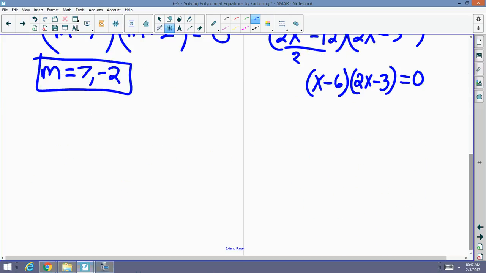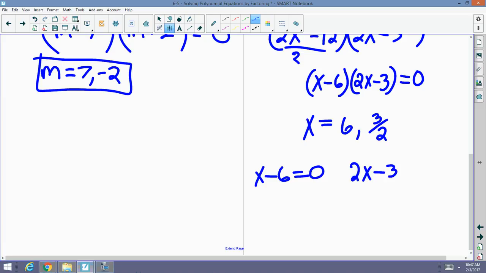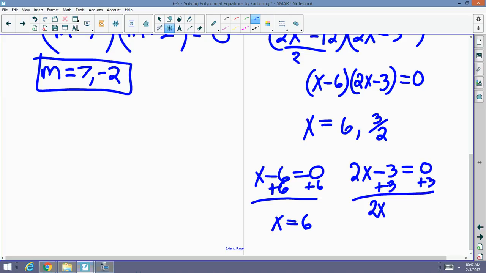Zero product property, x will equal 6 and 3 halves, guys. Okay, I had a little, people got stuck there. Why? You got to set both factors equal to 0. So you add 6 to both sides, so x equals 6. You add 3 to both sides, 2x equals 3, and then divide by 2. So x equals 3 halves. Does everyone see that?